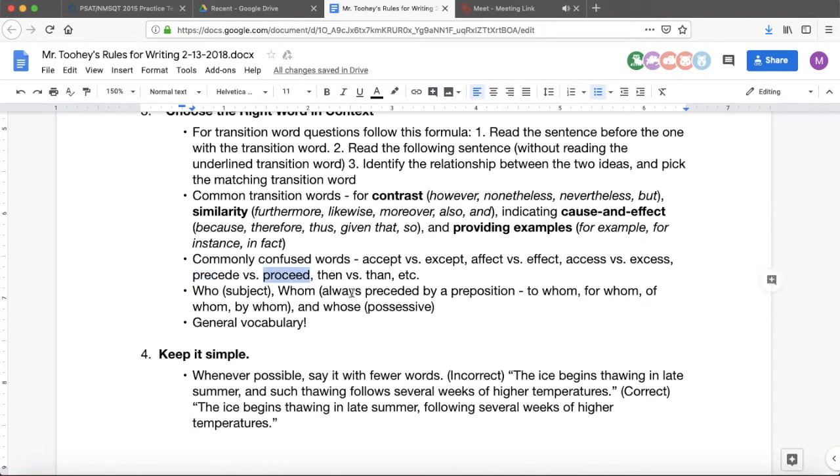What does to proceed mean? Like go forward with something. Absolutely, to move forward, to continue. You may proceed, right? What about then and than?